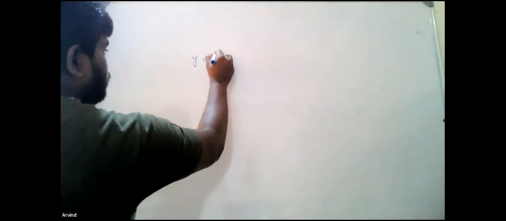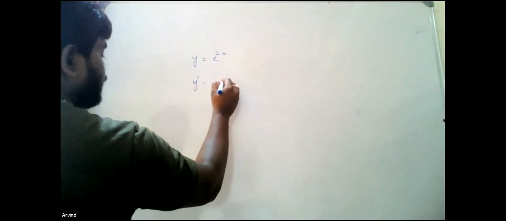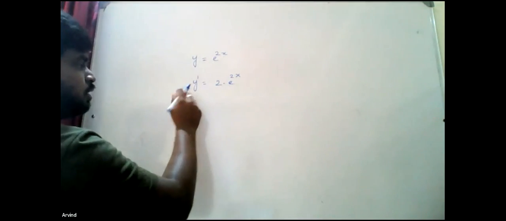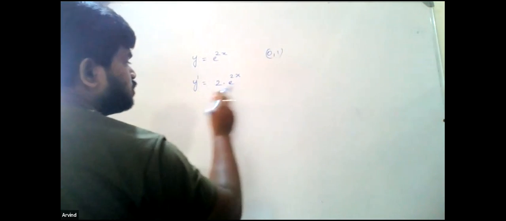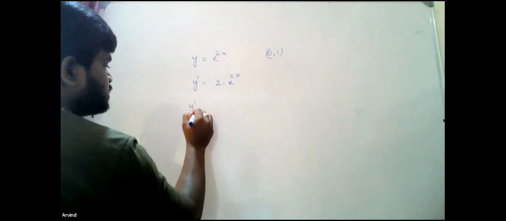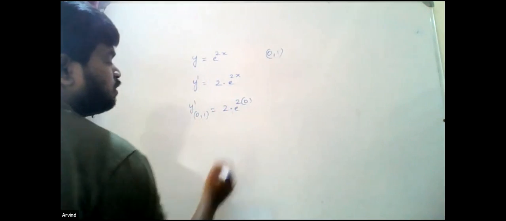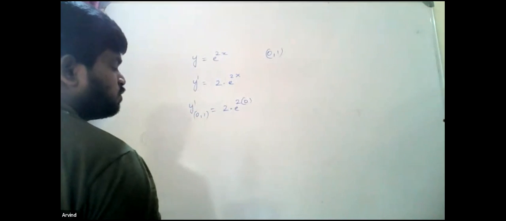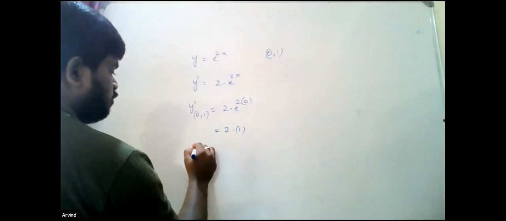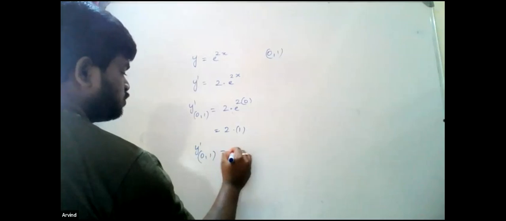Look at the board. y equals e to the power 2x. Let's find y dash. y dash will be 2 times e to the power 2x if you differentiate. Now let's find the slope. The tangent is drawn at the point (0, 1), so y dash at (0, 1) will be 2 into e to the power 0, since x is 0, and e to the power 0 is 1. So you get 2 into 1. Therefore, y dash at (0, 1) is 2. So you got the slope.